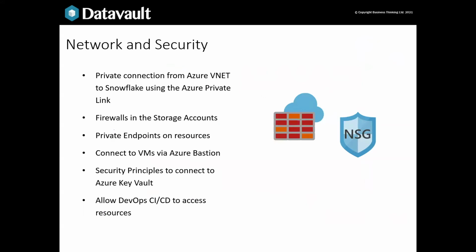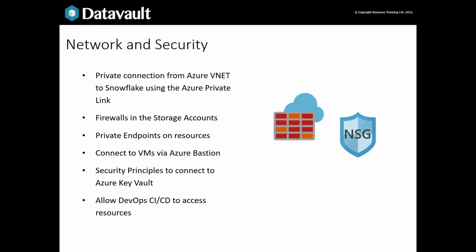Right, so network and security. We make sure there's a private connection from the Azure Virtual Network to Snowflake using Private Link, so we avoid going out to the internet for any traffic. We put firewalls on the storage accounts so that we stop anything apart from the whitelisted sources from feeding data across, and we only access it from known resources. We use private endpoints on the resources, so we lock resources down to our virtual net. We connect to the VMs via Azure Bastion to allow a secure connection through there.